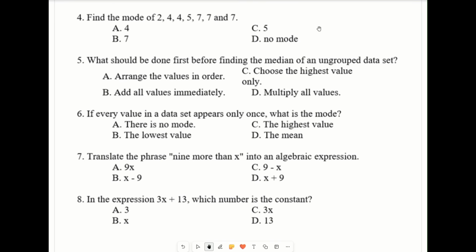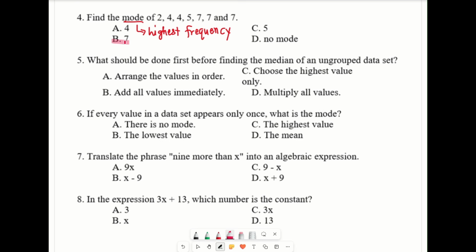Next, number 4, find the mode. Okay, so when you say mode po, that is the most repeated frequency. So we have 2, or highest frequency, 2, 4, 4, 5, 7, 7, 7. So mode is kung alin po yung may highest frequency, or kung alin yung may pinakamadaming na ulit. Highest frequency. Okay, so for this one, we have 3, 7. So that will be our mode.